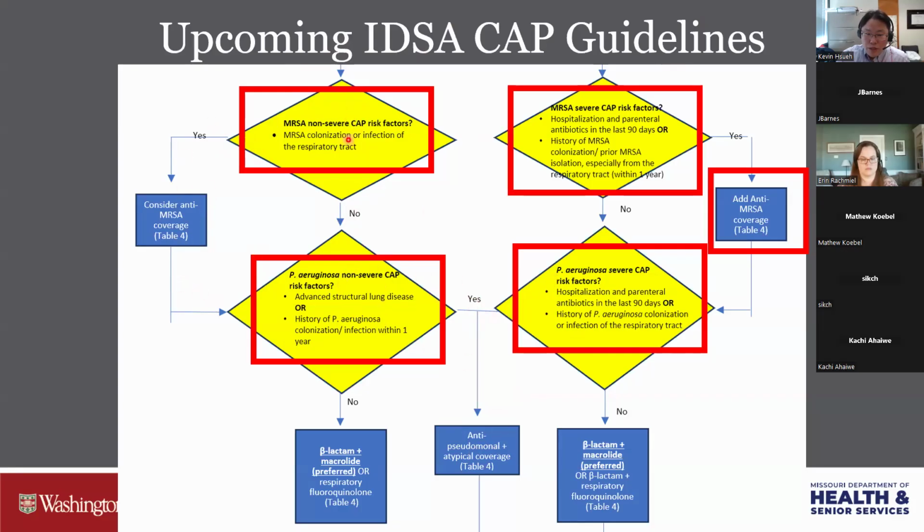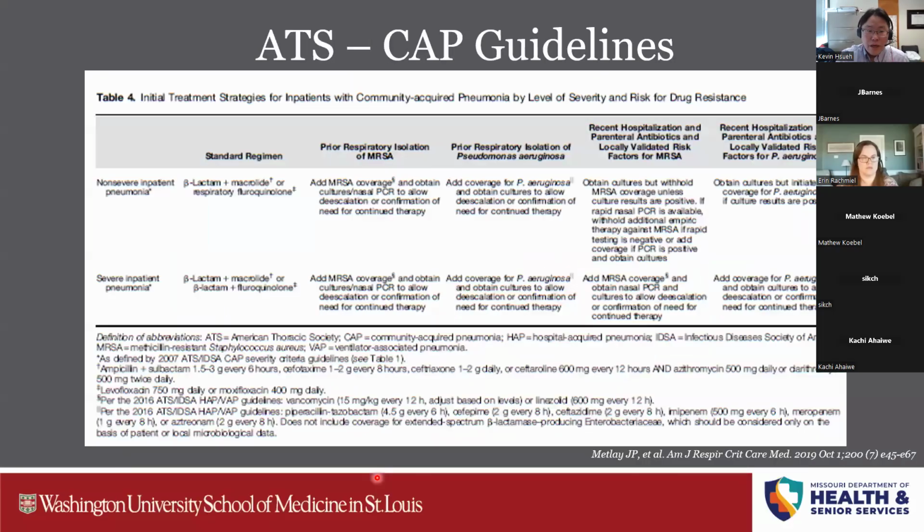And so most of the patients, unless they have these high-level risk factors for antimicrobial resistant organisms, should be shuttled to a basic beta-lactam and macrolide combination. So basically ceftriaxone and azithromycin for the most part. And this is completely concordant to those CAP guidelines that were released in 2019.